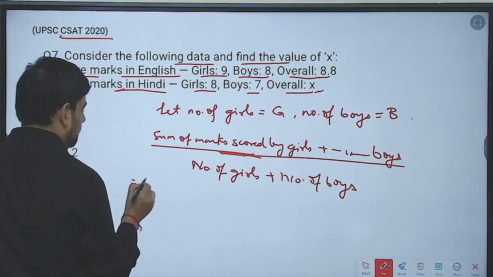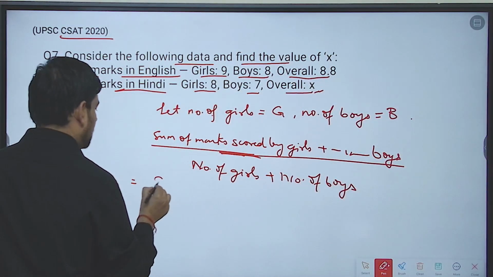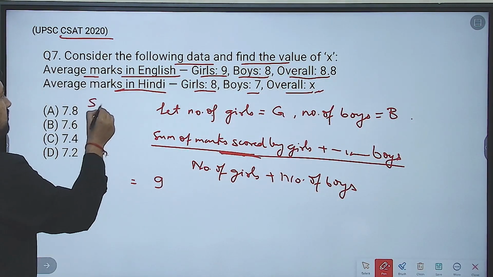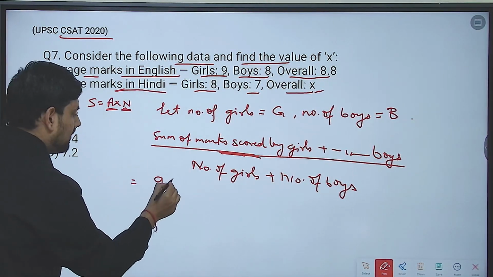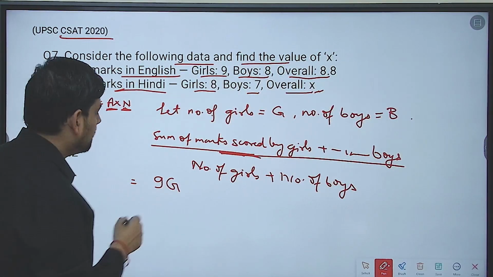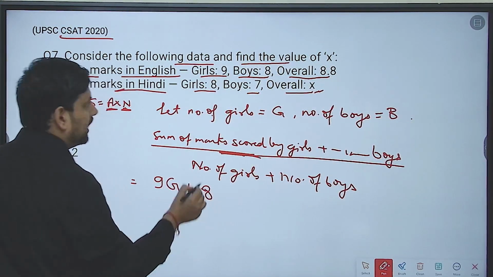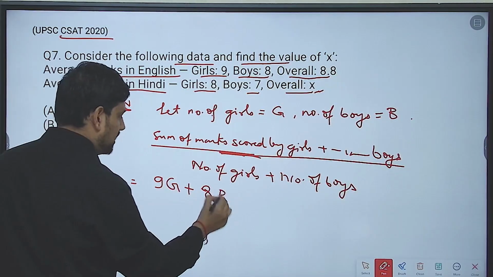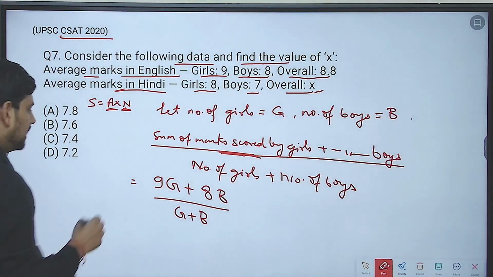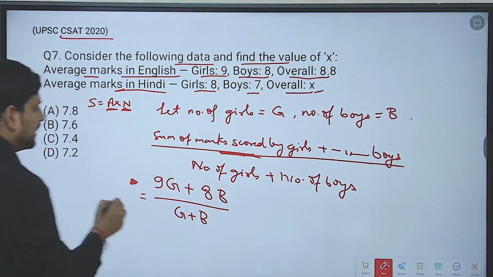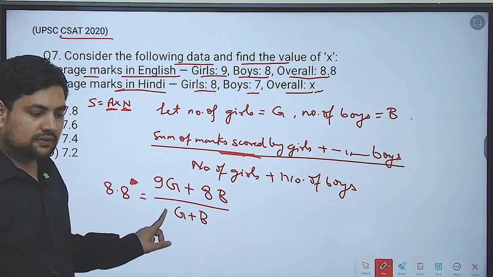Now let's see what this is. So sum of marks scored by girls will be equal to what? Their average is 9, correct? Now sum is equal to average into number. So average is 9, number of girls we don't know, we have assumed it to be G. So I write 9G plus boys have got average as 8 and number of boys is B, so 8B, divided by number of girls G plus number of boys B. Now according to the question, this is given to be 8.8. This you understand? This is the average for English that is given.